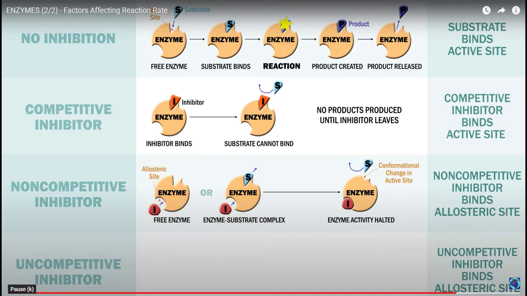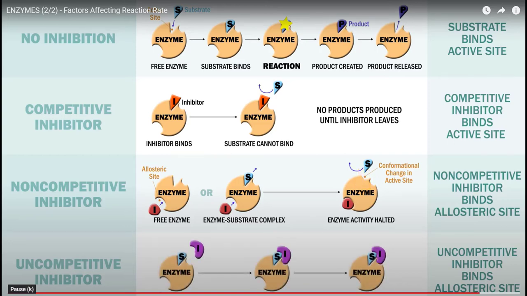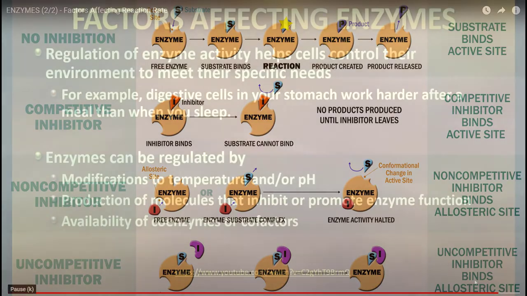This means that they bind not to the active site, but to the so-called allosteric site. In doing so, they cause a conformational change that increases or decreases activity of the enzyme. Uncompetitive inhibitors only bind to enzymes when the enzymes are bound to substrates, and they bind in such a way that the enzyme cannot release its products.